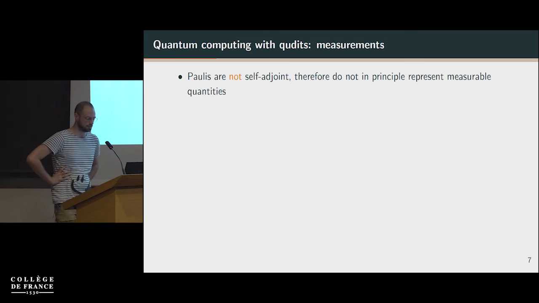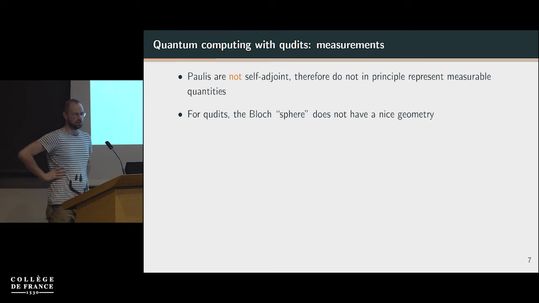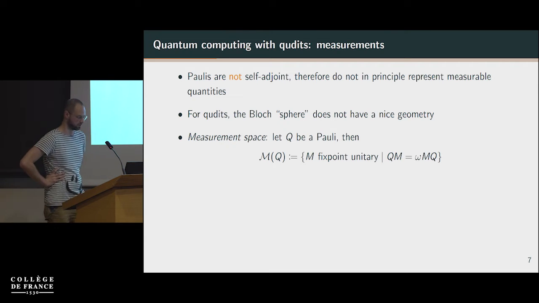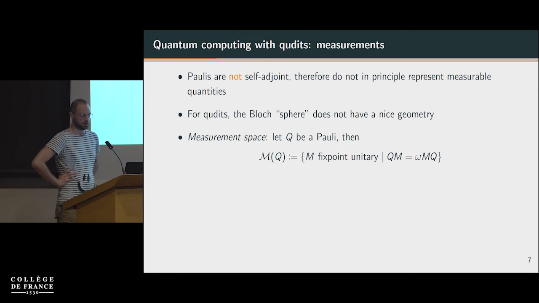Now this is complicated a little bit by the fact that since the Paulis are not self-inverse, they are also not self-adjoint, and so therefore in principle they don't represent measurable quantities or observables in quantum mechanics. And in the case of Qudits, the Bloch sphere is not a particularly intuitive object. So instead, it turns out that the good definition to make is the following. For a fixed Pauli Q, we define the measurement space associated to Q to be the set of fixed point unitaries M such that M omega commutes with Q.